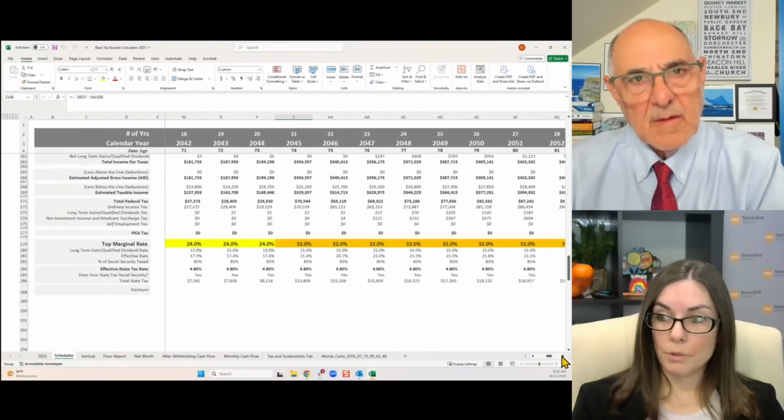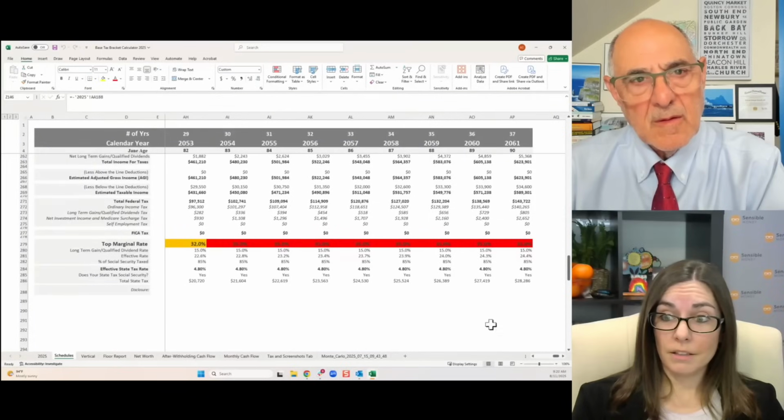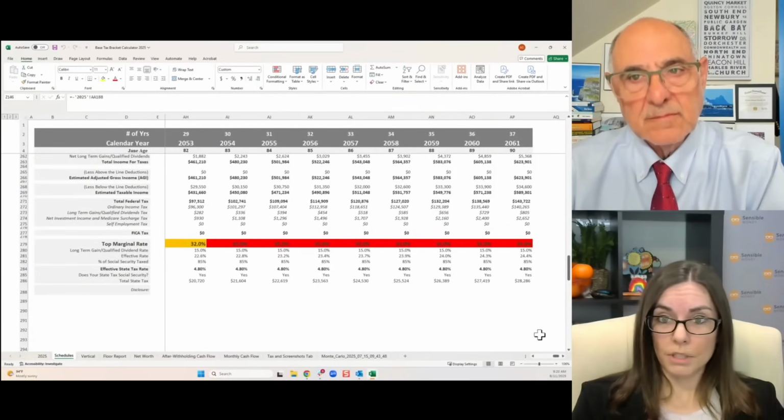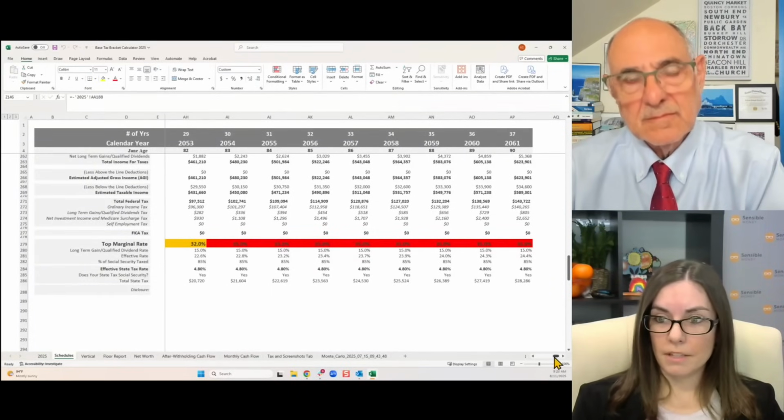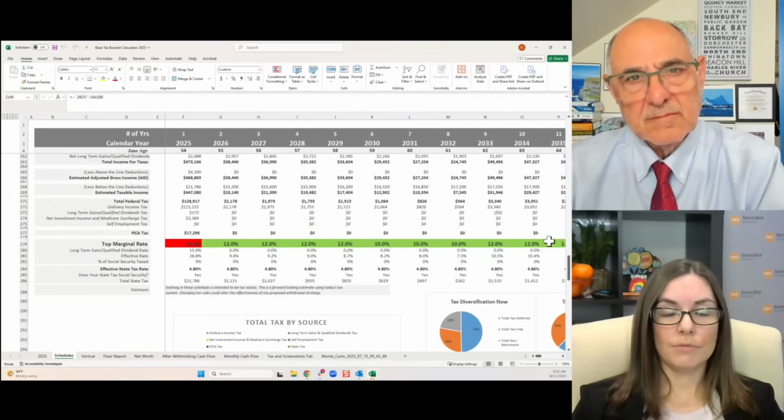Now she's in a 32% bracket. And just as time goes on, RMDs get bigger. And later in life, she's in a 35% tax bracket. And so her tax story looks like this: potential for really low taxes early in retirement and higher taxes later in retirement, assuming current tax laws.